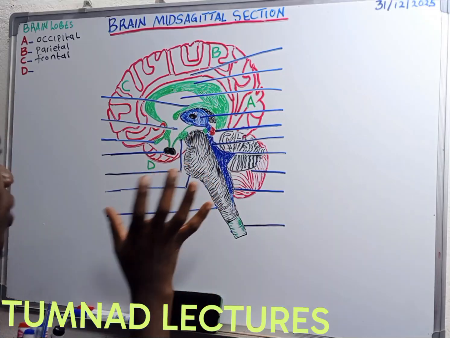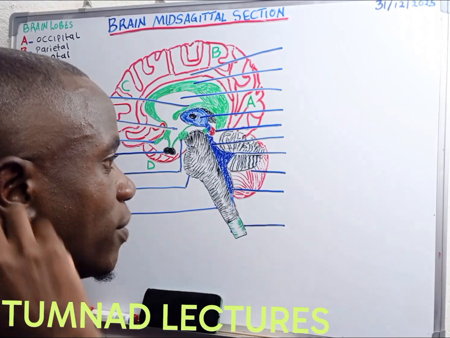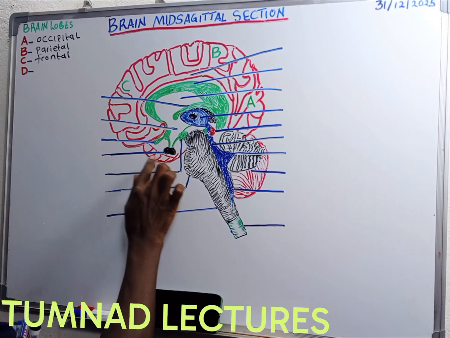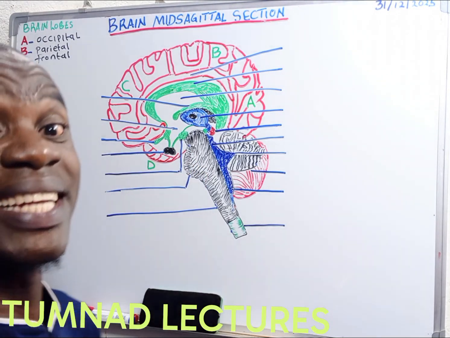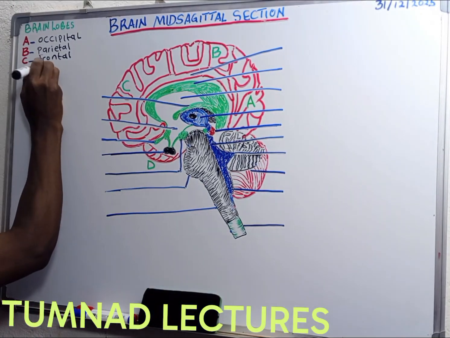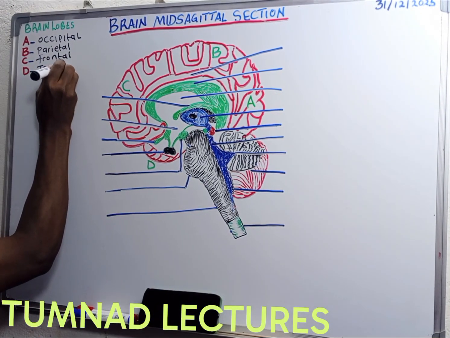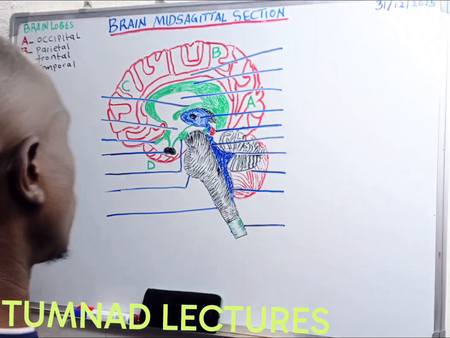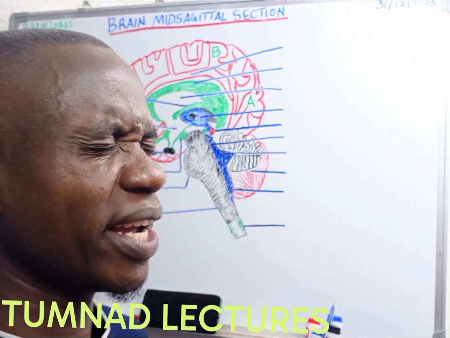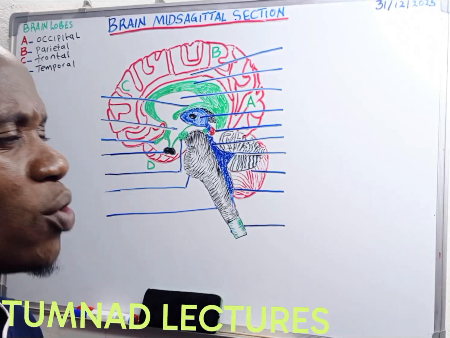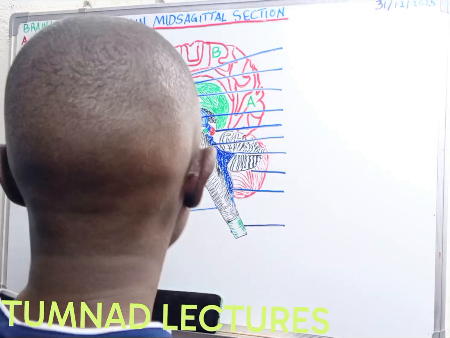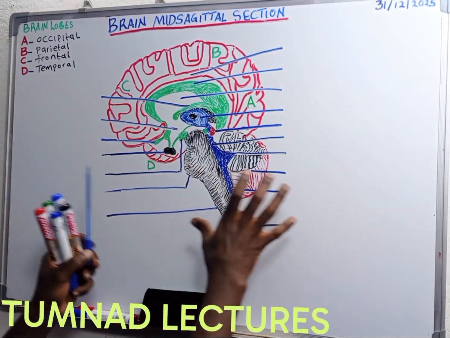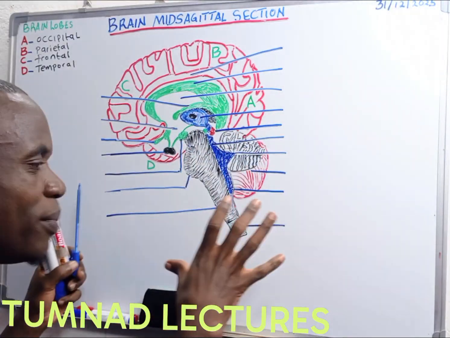But when we come to the lateral sides, towards the temporal side, we have this lobe which we labeled D, and this lobe is what we call the temporal lobe. So generally those are the 4 lobes that make up what we call the cerebrum. However, don't forget about the 5th one, which is called the insula, that's going to be having some of the gustatory functions.